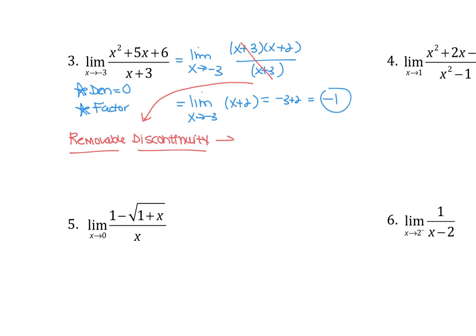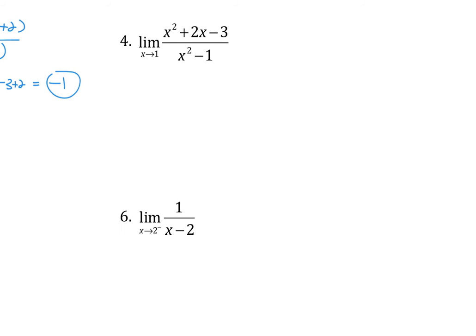So that will result in a hole in the graph when we eventually start graphing these rational functions. In number 4, I have a similar situation. I can't do direct substitution into that denominator as is because it will result in a denominator of 0. So what I'm going to do is factor. So the numerator will become x plus 3, x minus 1, and the denominator is x plus 1, x minus 1. So again, we have this removable discontinuity.